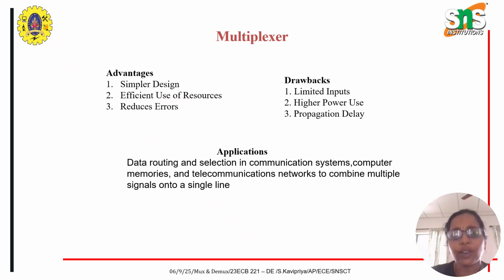And next, what are the advantages of a multiplexer? Before that, we have seen the 2:1 and 4:1 multiplexer; even 8:1 and 16:1 types of multiplexers are available. The advantages are that it is very simple in design, efficient use of resources is possible, and it reduces error. The drawback is that it has a very limited number of inputs, the power usage is very high, and there is a chance of propagation delay. Applications are that it is mainly used in data routing, computer memories and telecommunications.